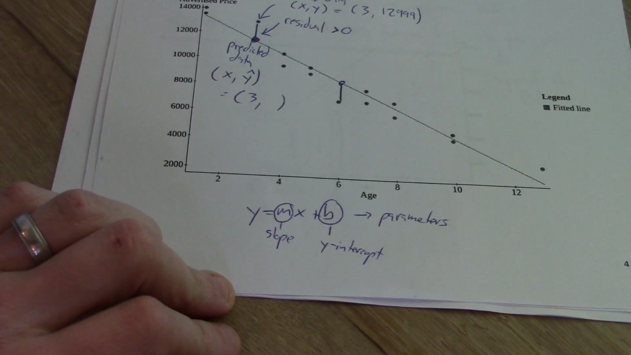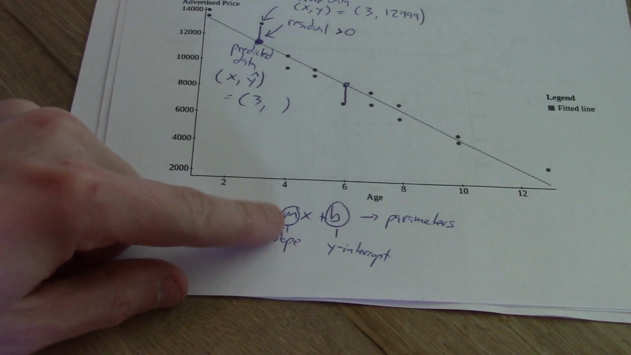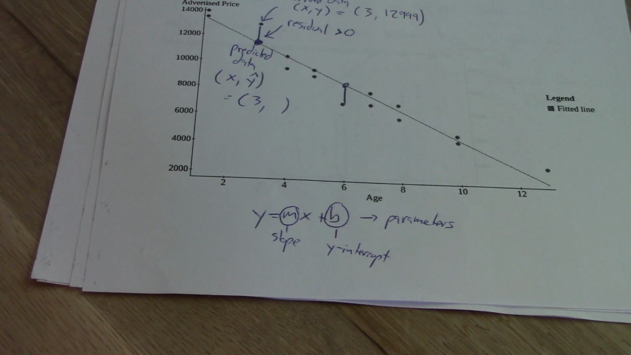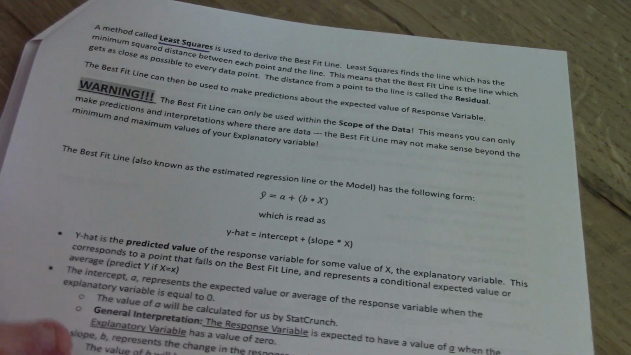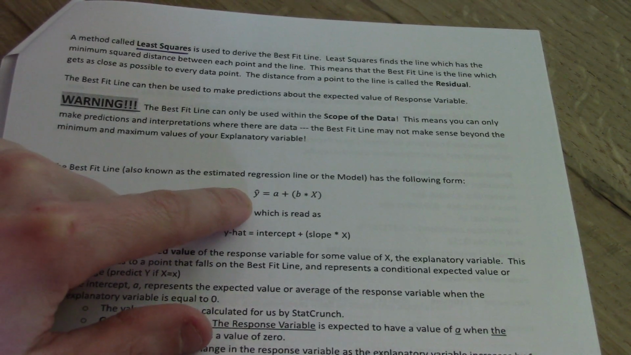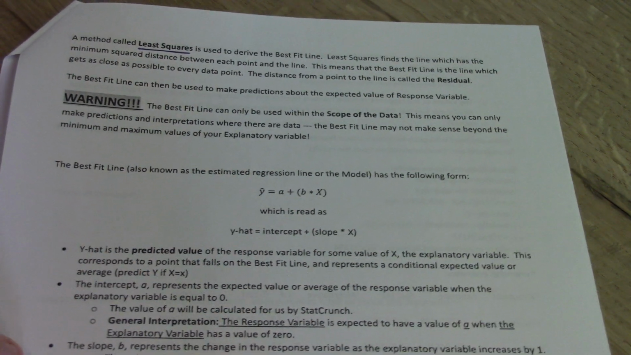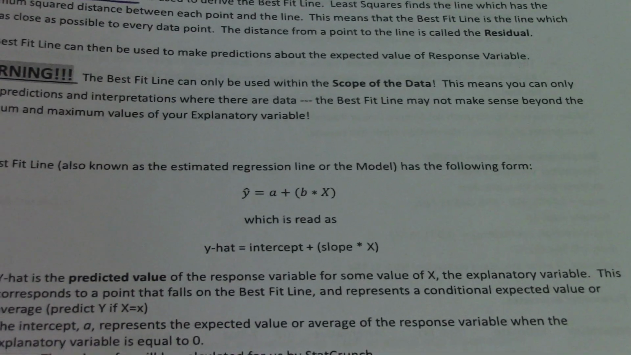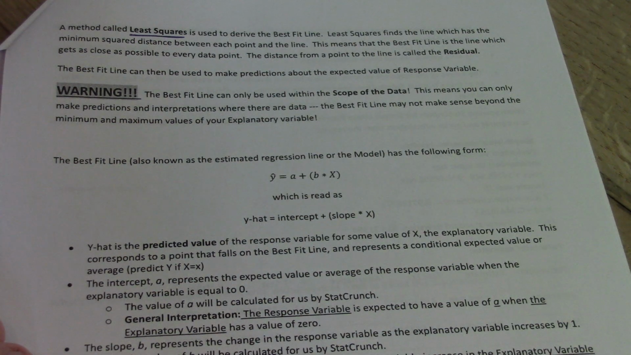So what least squares does is it gives us equations for the slope and equations for the intercept, kind of like statistics. So what we get from StatCrunch is this equation: y hat equals a plus bx. Hopefully you can see all of this. I'm trying to be zoomed in but not too far.